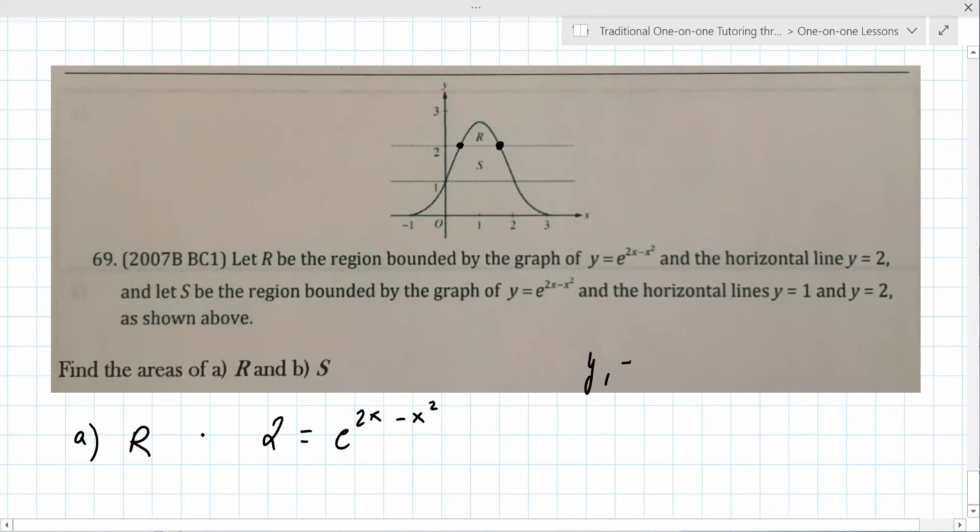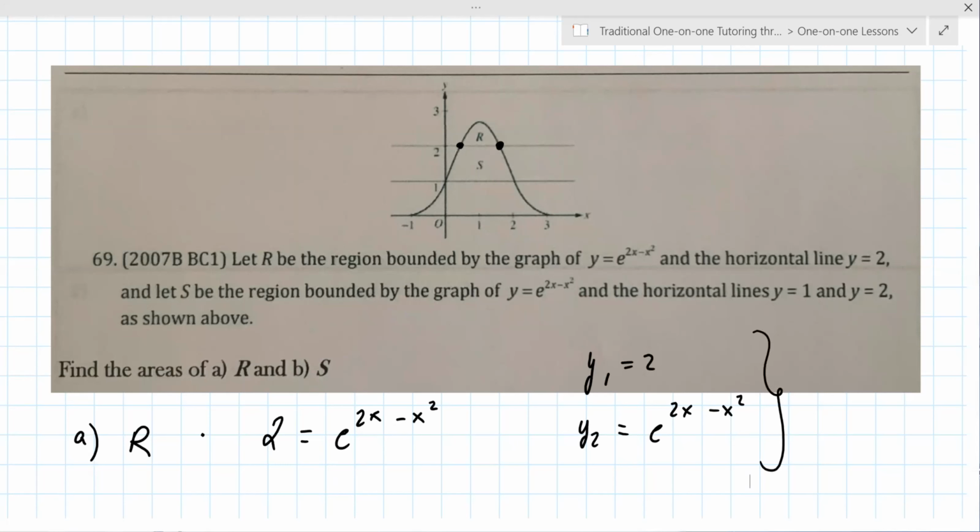So y1 is 2, y2 is e to the 2x minus x squared. Do you think you can, in a short amount of time, find the two intersection points? Do you need any help figuring that out? I might have forgotten how to do that. All right, let me pull up the calculator and I will show you. This won't take very long, but this is the necessary skill for doing well with this type of question.